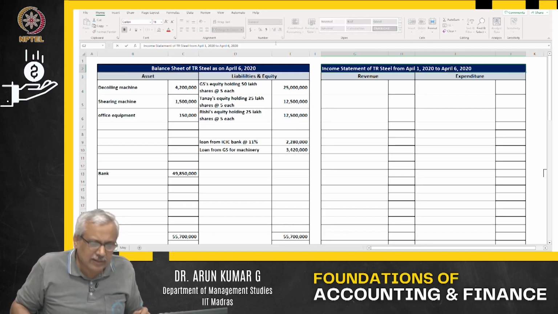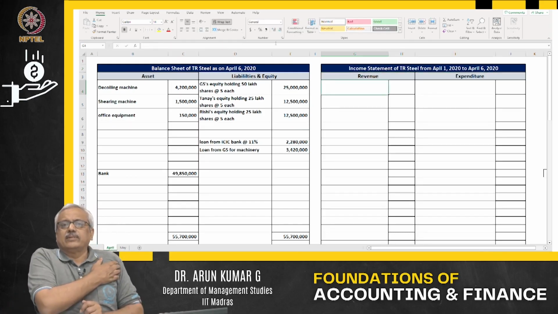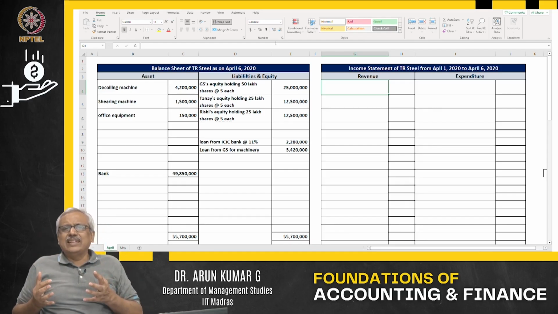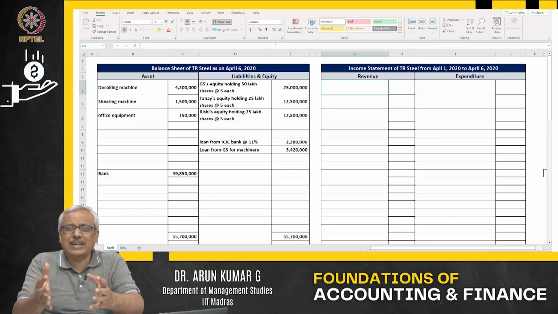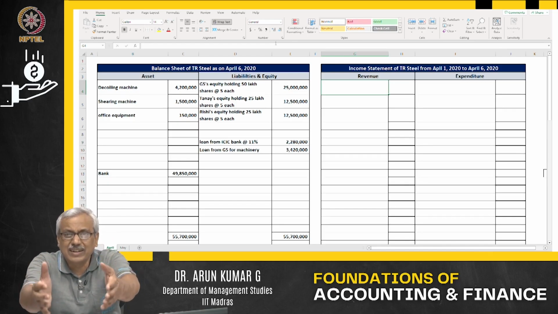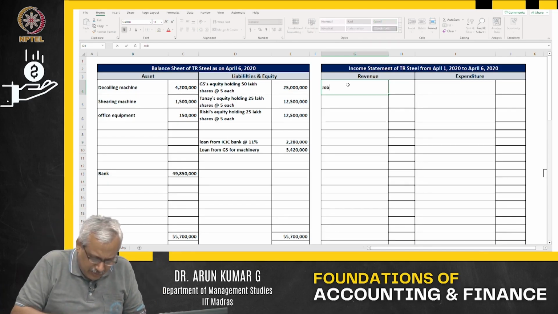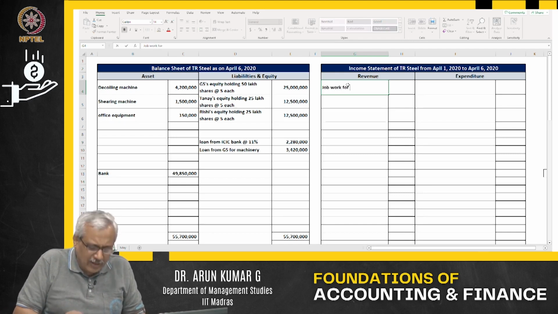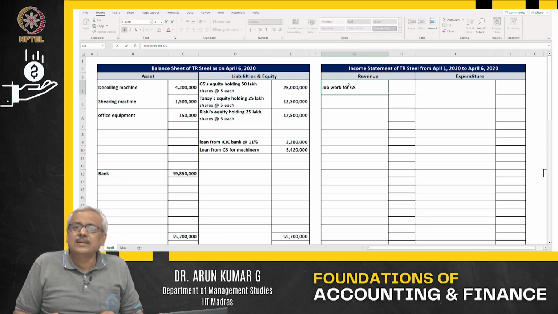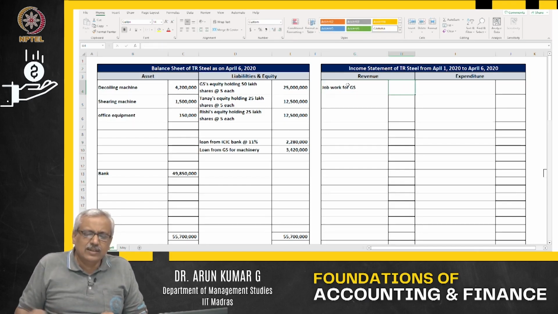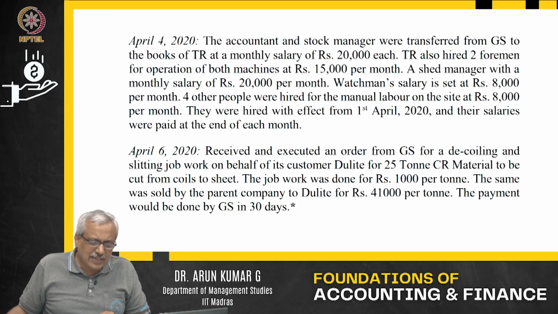So 6th of April. As of 6th of April, what has happened? There is an order that you have received, you have done the job, you have executed, delivered it back. That means you have earned. Have you earned? Yes, I have earned. How much have I earned? I have earned job work for GS. I don't worry about whether GS is selling it to Dulite or anybody. I have done the job work. Now, what is the value of the earnings that you have made?